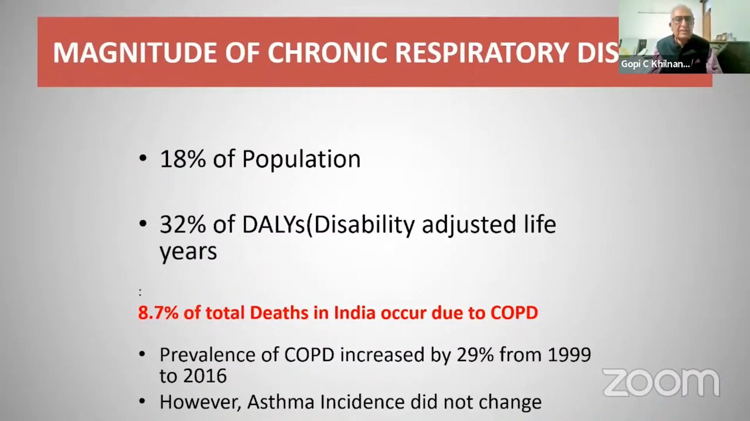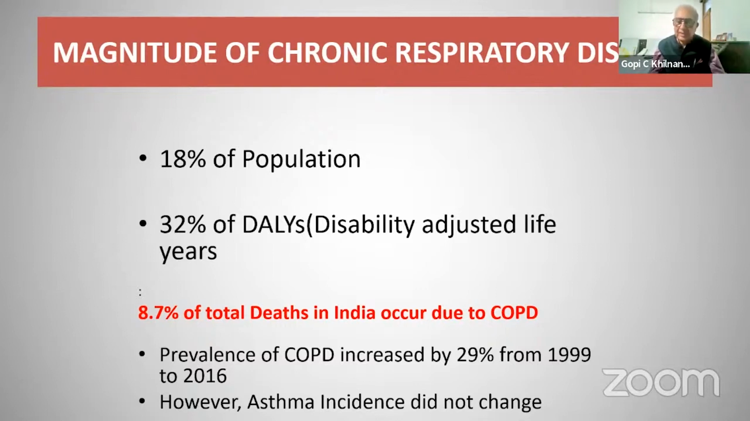What is disturbing is that India has 18% of the world's population, whereas it has 32% of the DALYs, that is, disability adjusted life years, which is the sum of life lost due to death and the disability which occurs, in terms of years. So we have 18% of the population, whereas 32% of DALYs are because of respiratory diseases. And as many as 8.7% of total deaths in India occur due to COPD. And the prevalence of COPD increased by 29% from 1999 to 2016.